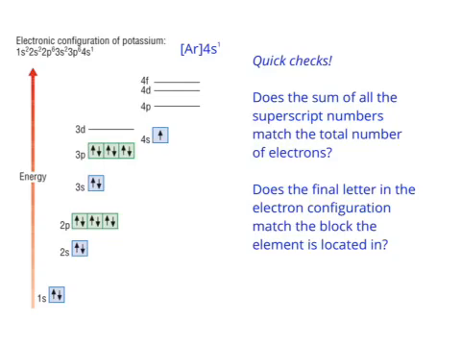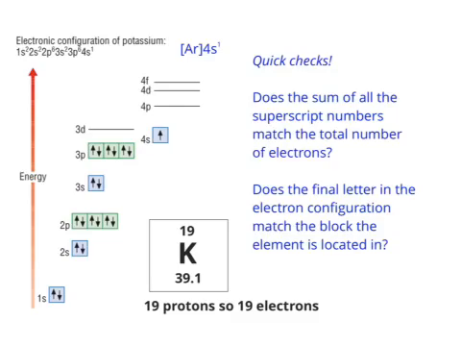So if we look at potassium, it's got 19 protons, so therefore it's got 19 electrons. Let's look at the electron configuration. And as you can see, the total number of electrons is 19. So that shows how we can check what we're doing.